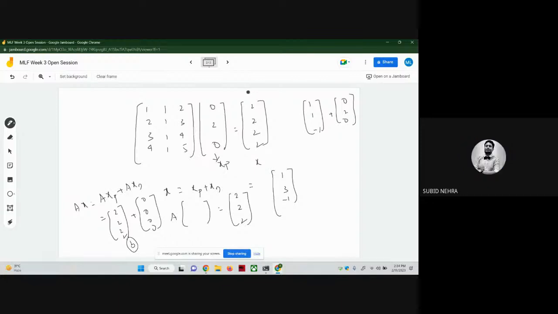This is my b value and this is my A value. For me to get this b value, this is the only way, because this b vector is nothing but 2 times the second column. That's why I've written it as 0, 2, 0. Clear? It's a linear combination of the second column. So you make the first and third column coefficients 0, and the second column coefficient 2. This is the way to do it.